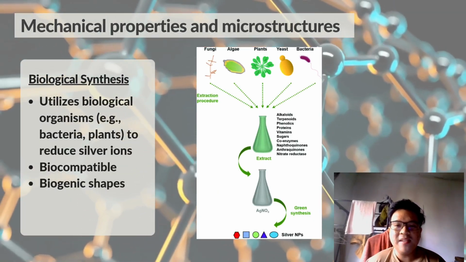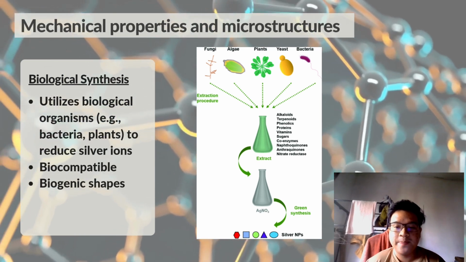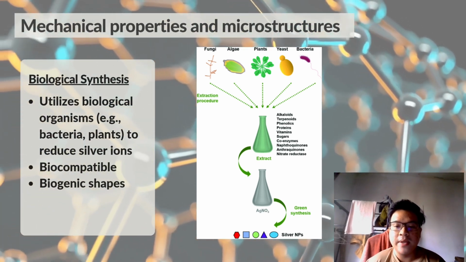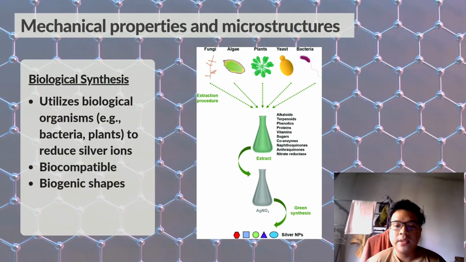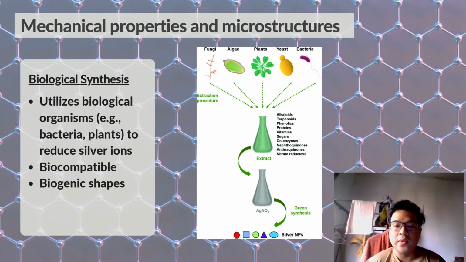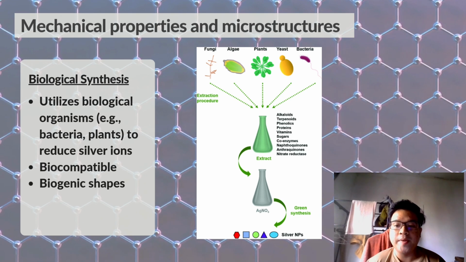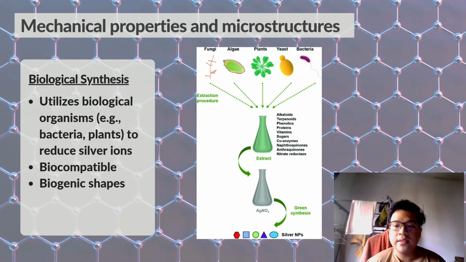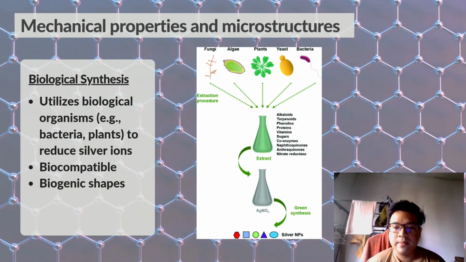And lastly, the material processing method is biological synthesis. This process utilizes biological organisms such as bacteria or plants to reduce silver ions. By undergoing this process, the mechanical property is biocompatible and the microstructure is usually in biogenic shapes.